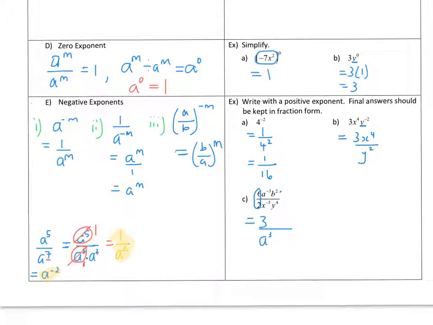My b squared, right here, is a positive exponent. It stays where it is on the top. On the bottom, I have an x to the negative 5. It has a negative exponent. It's going to slide up to the top, and its exponent becomes positive. And then the y to the 4 was on the bottom, and it was a positive exponent. It's going to stay on the bottom. So now I've re-expressed that with final answers being only positive exponents and in fraction form.